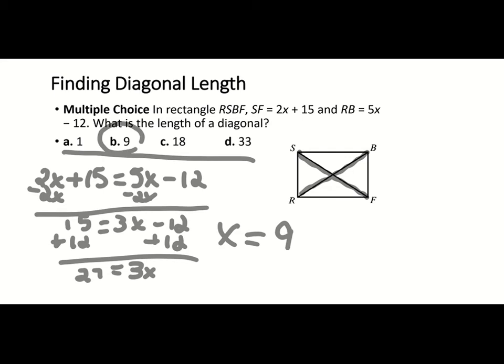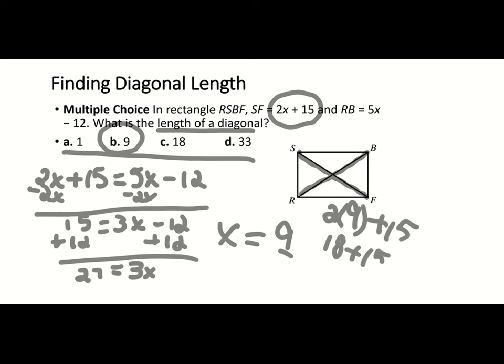But the question's asking, what is the length of a diagonal? So if x is 9, let's plug it into one of our two expressions. I'll pick this one. So I'll do 2 times 9 plus 15. So 2 times 9 is 18, and then we do 18 plus 15. So that is going to give me 33. So the length of each diagonal is going to be 33 units.